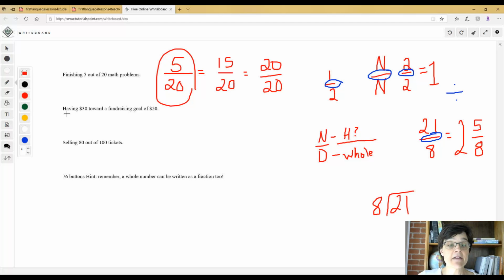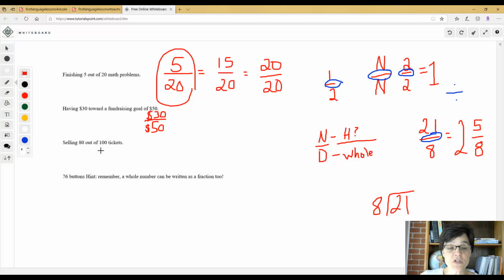All right, having $30 toward a fundraising goal of $50. What's your whole amount? Your whole amount is $50. How many of that do you have? What's different about that? $30. Okay, so that says that we've got $30 towards our goal of 50, or 30 of 50.